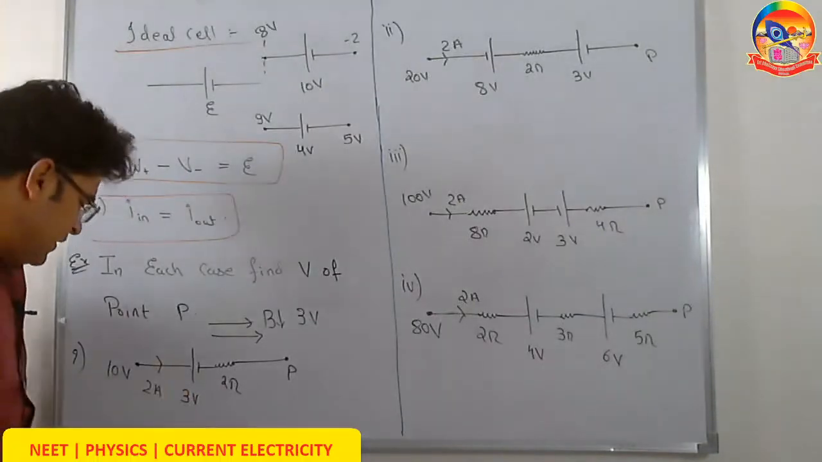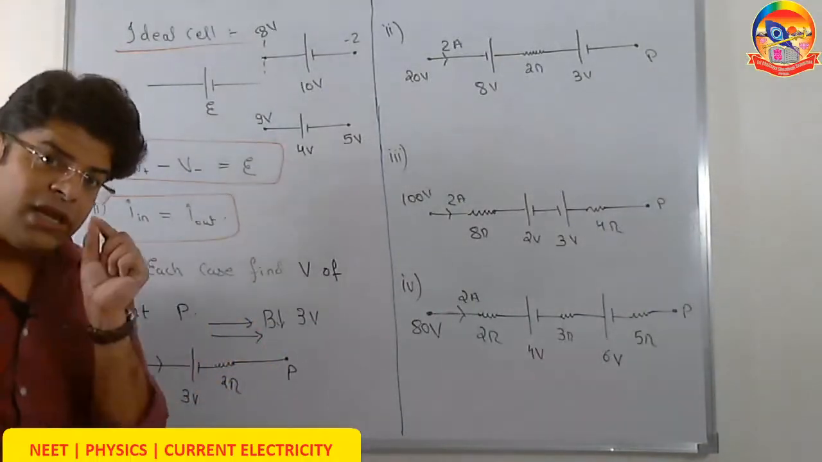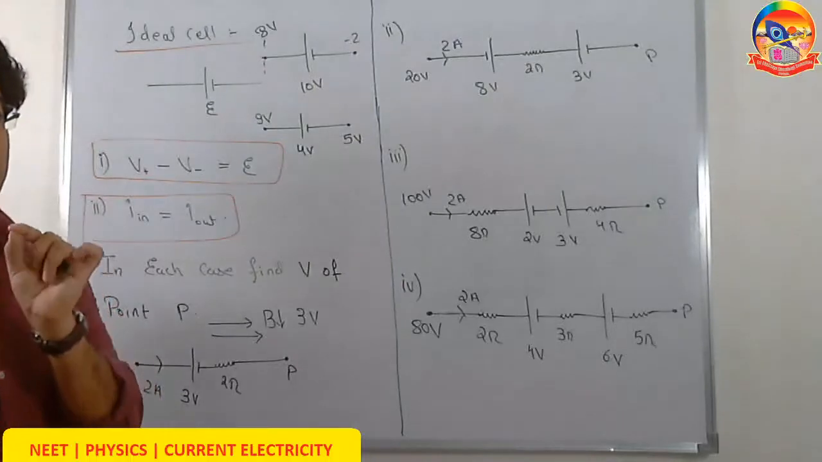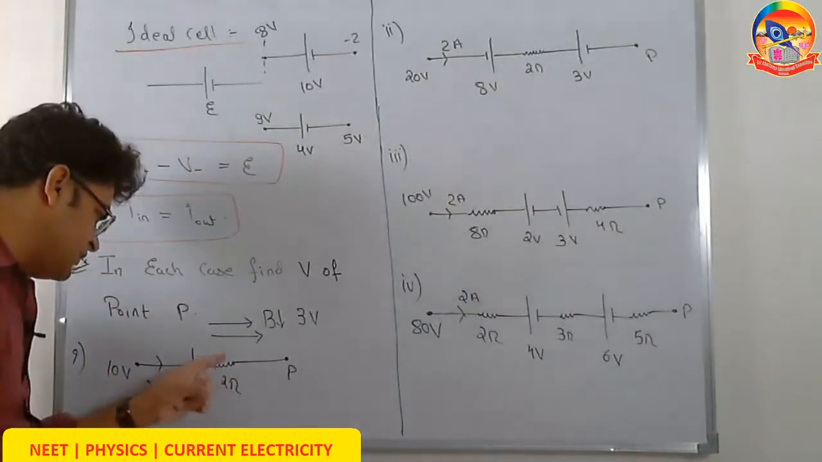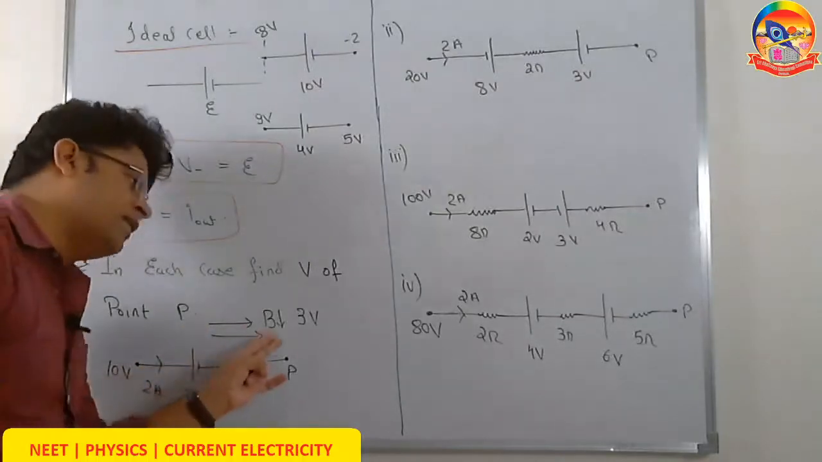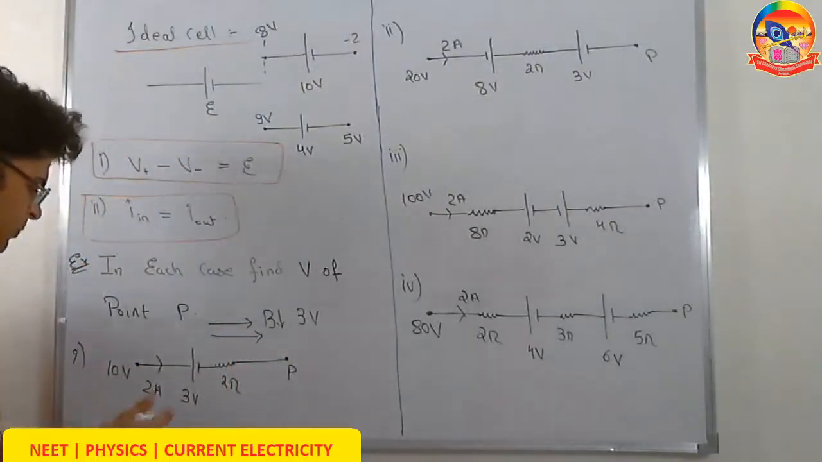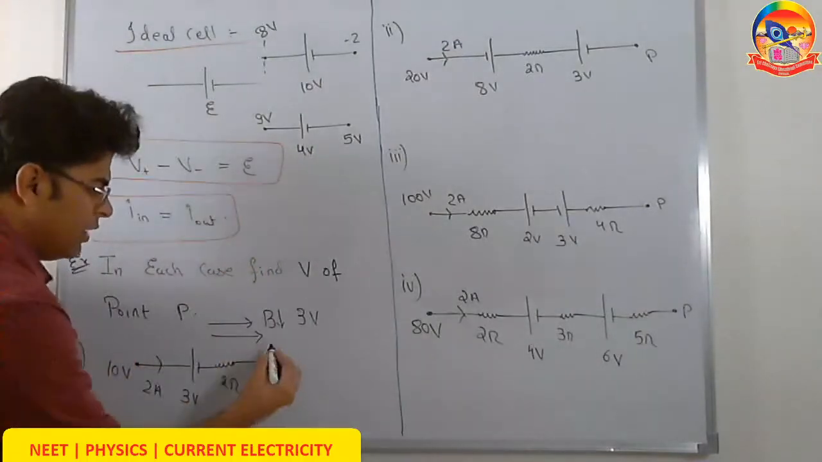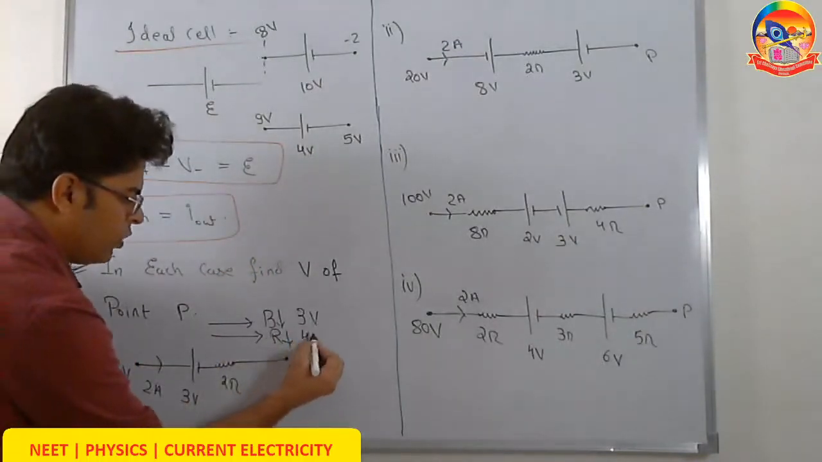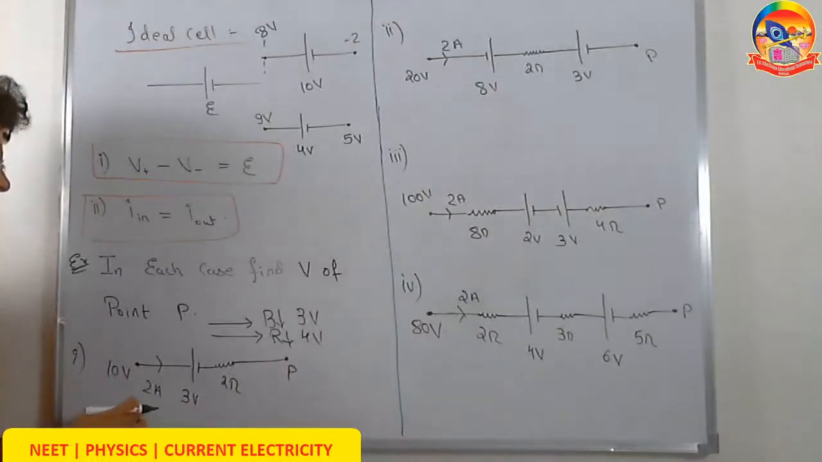Now here we can see the current is from left to right. In a resistor, current flows from higher potential to lower potential. So this means that for this resistor, the potential of the left-hand side must be higher than on the right-hand side. So because of this resistance of 2 ohm, going from left to right, the potential will decrease by 4 volt. How do you know 4? I into R, 2 into 2, 4.